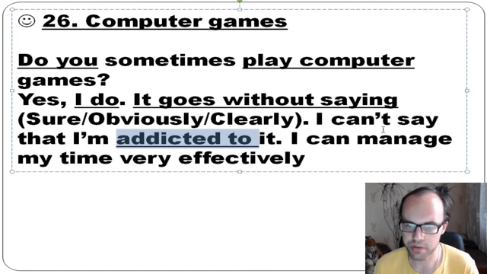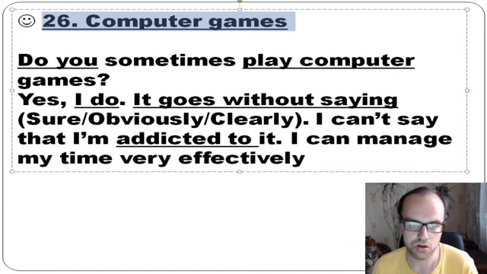I can manage my time very effectively. It means that I play computer games, but not all day, so I can do other things, and my progress is very good in them too. So computer games. Do you play computer games? Yes, I do. It goes without saying, or sure, obviously, clearly. I can't say that I'm addicted to it. I can manage my time very effectively.